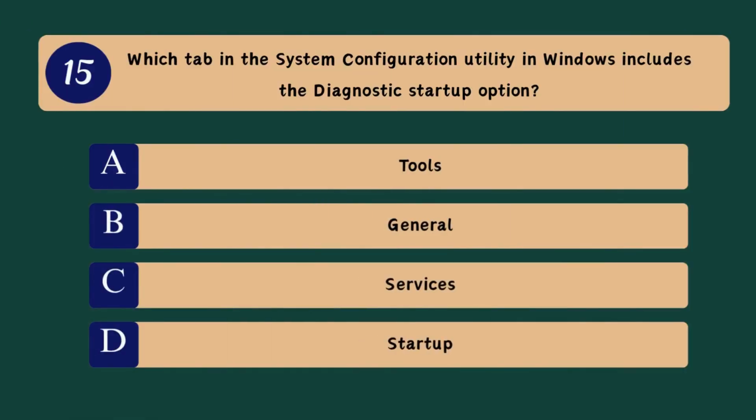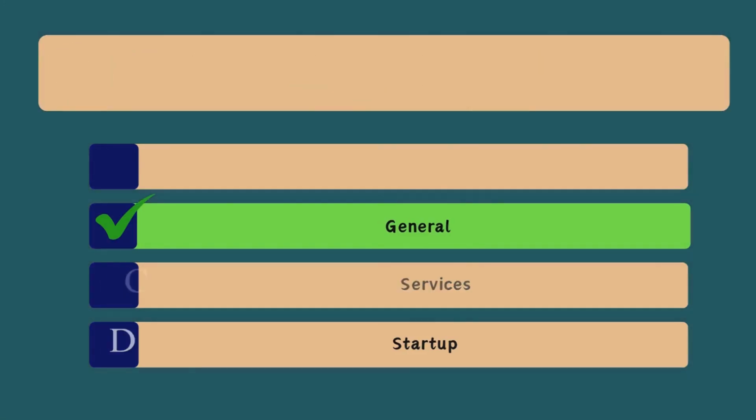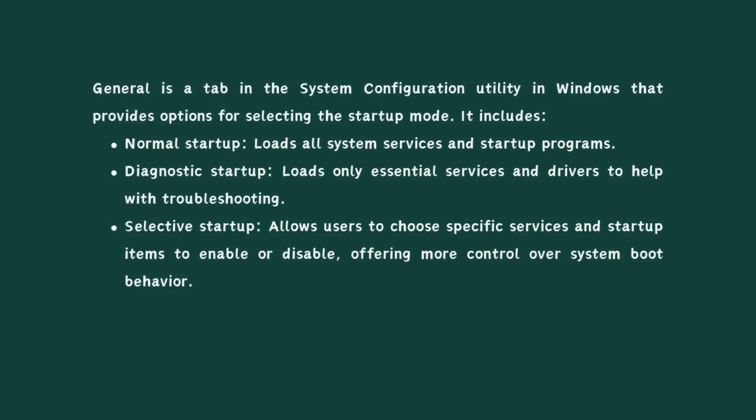Question 15. Which tab in the System Configuration utility in Windows includes the Diagnostic Startup option? A. Tools. B. General. C. Services. D. Startup. Correct answer, B. General. General is a tab in the System Configuration utility in Windows that provides options for selecting the startup mode.